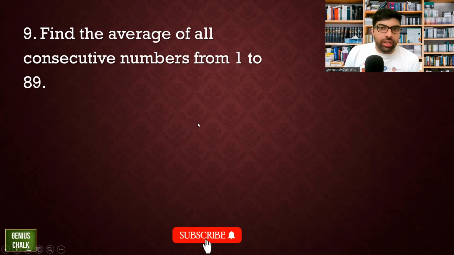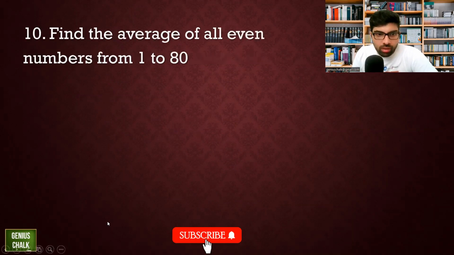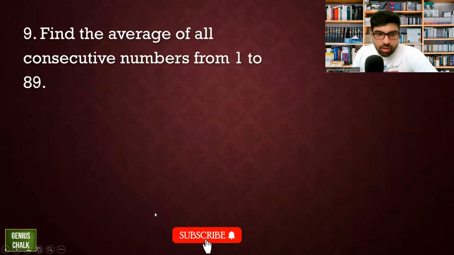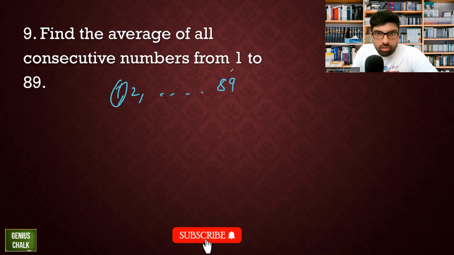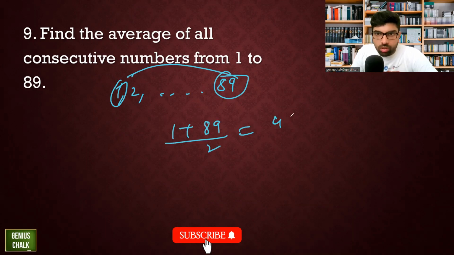Next question is, find the average of all consecutive numbers from 1 to 89. Now the same concept we can use. It is 1 to 89. What is the average formula? First plus last by 2. So 1 plus 89 by 2, that is 90 by 2, that is 45.